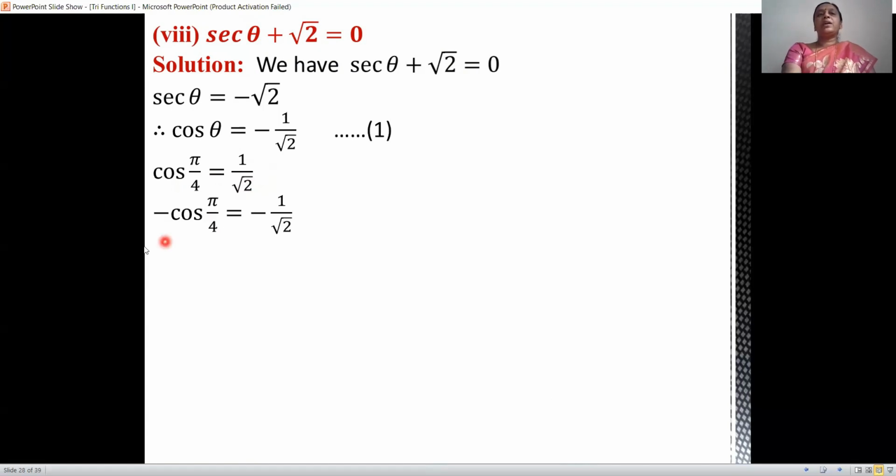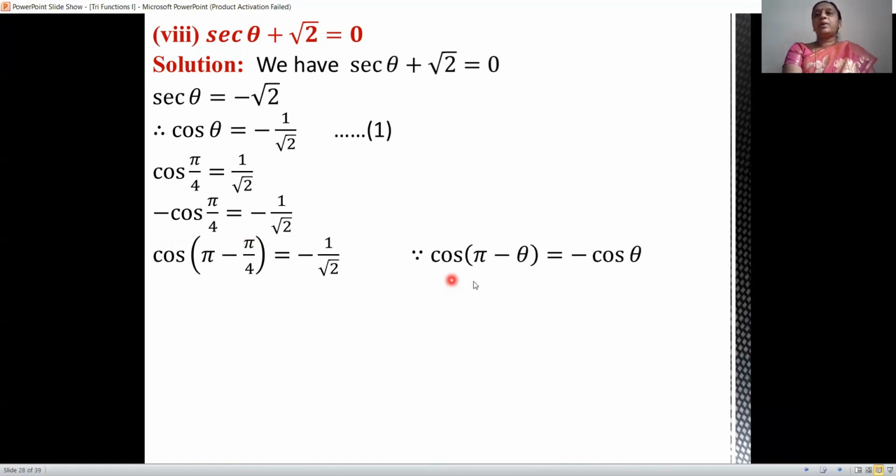Now take the minus sign on both sides. You will get minus cos pi by 4 is equal to minus 1 by root 2. Again here the value is negative. Therefore we will take the formula from the allied angle table. If minus cos theta is the angle, then this can be converted to cos pi minus theta. That is, this minus cos theta can be written as cos pi minus theta. Therefore, according to this allied angle formula, this minus cos pi by 4 can be written as cos pi minus pi by 4.